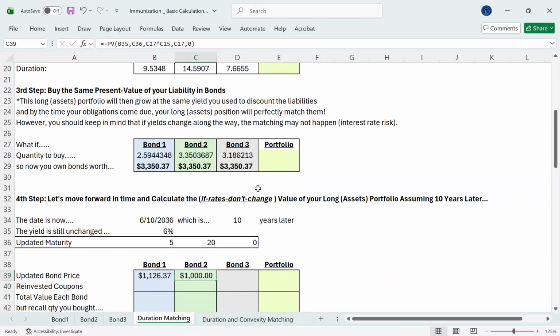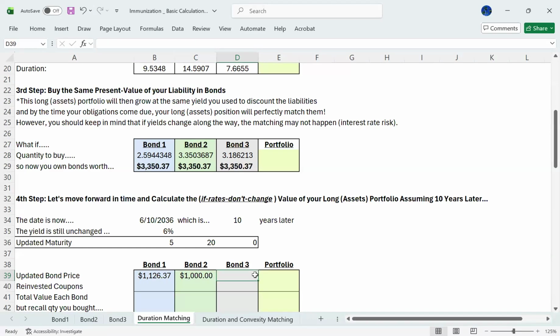So not surprisingly, here it's still 1,000. Okay, because the coupon payments match the yield. Whenever coupon rate matches yield, your bond will continue to trade at par. The price is going to be the same as the face value.